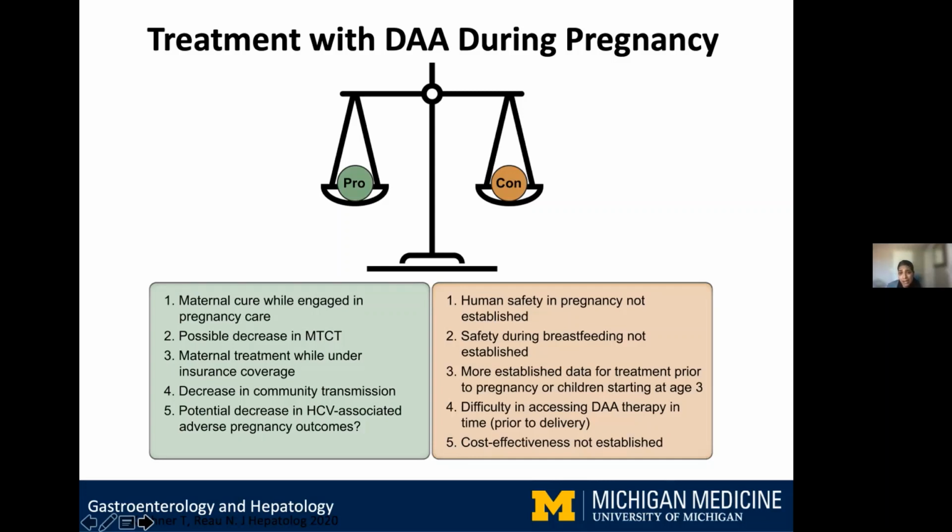What are some of the cons that folks have raised? The human safety in pregnancy of direct-acting antivirals has not been fully established, although additional studies are being done to hopefully get us to a better understanding. Safety during breastfeeding has some limited data, although safety is not robustly established. There is more established data for treatment prior to pregnancy or children starting at the age of 3, and there is difficulty in accessing DAA therapy in time prior to delivery.